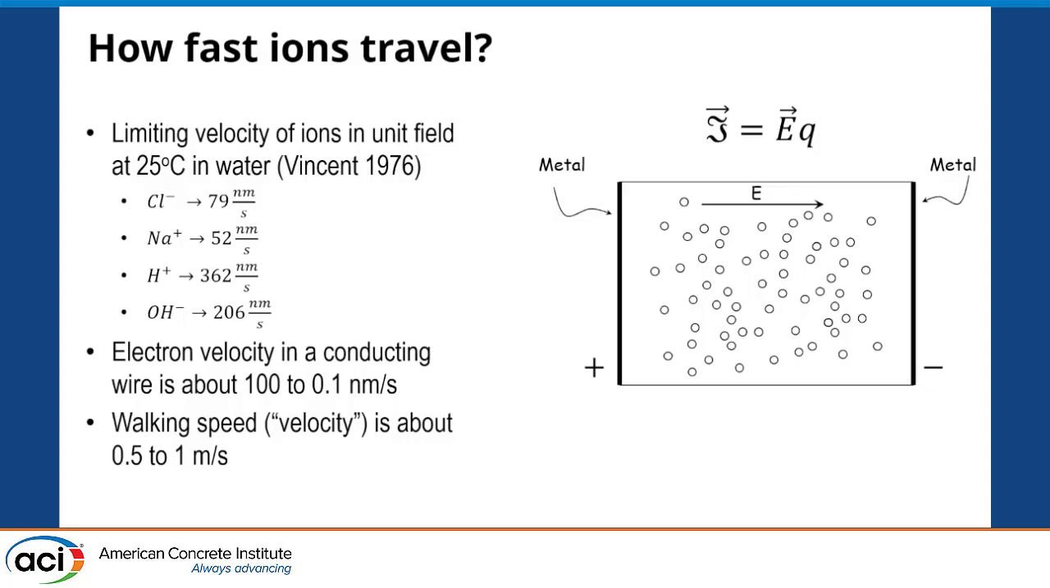Actually, the calculations are quite simple. It's a very interesting and very nice paper to read. And if you read that, you will see that for example, chloride ion will move at the speed of around 80 nanometer per second. This is an amazingly small distance that these ions are moving, right? Of course, lighter ions will move with a higher speed.